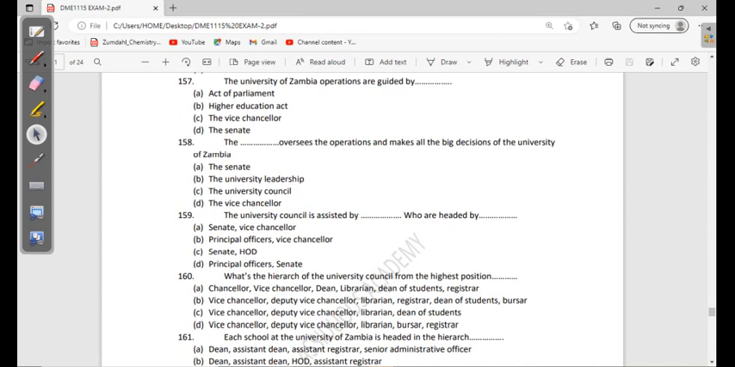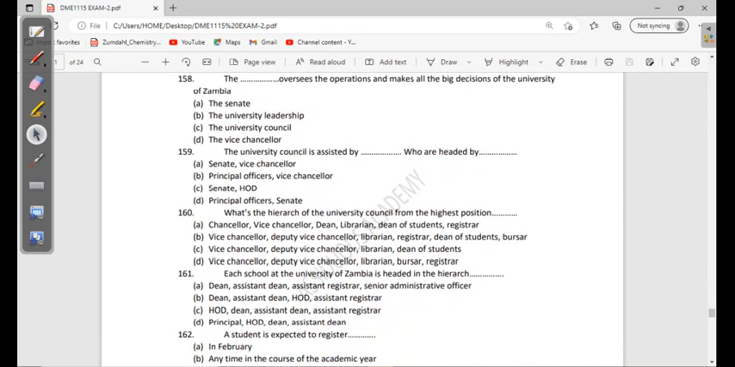158. The dash oversees the operations and makes all the big decisions of the University of Zambia. The Senate, the Investiture Leadership, the Council, the Vice Chancellor. So what's the answer then? So that is the Council. The Council is assisted by the Senate, which is headed by the Vice Chancellor.